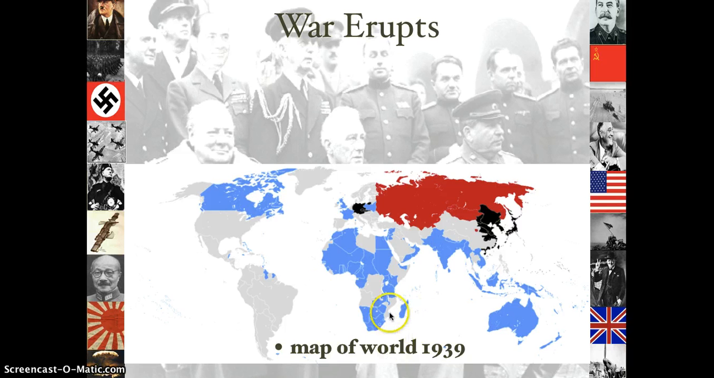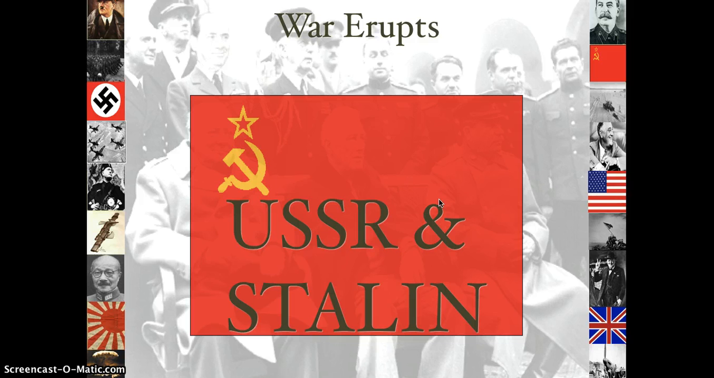A little bit of background. So this is what the world looks like in 1939 as the war breaks out. Our blue nations are Allied powers. Our black, or dark, nations are Axis powers, and then the red is just areas where the Soviet Union or communism, here in China, have a home.